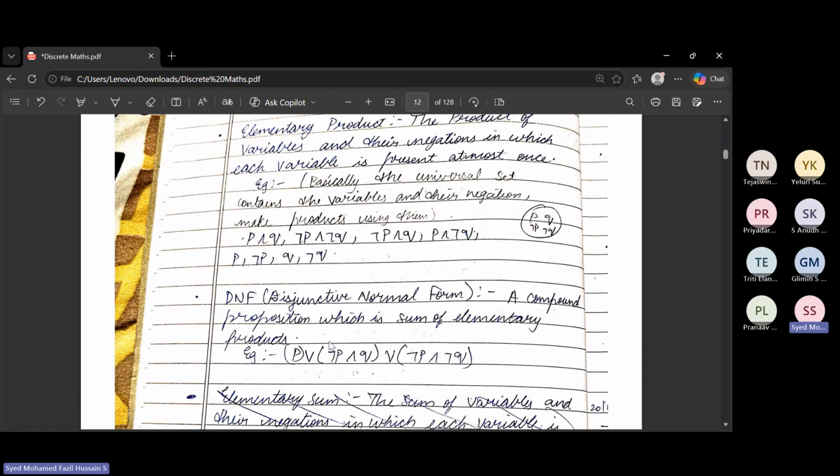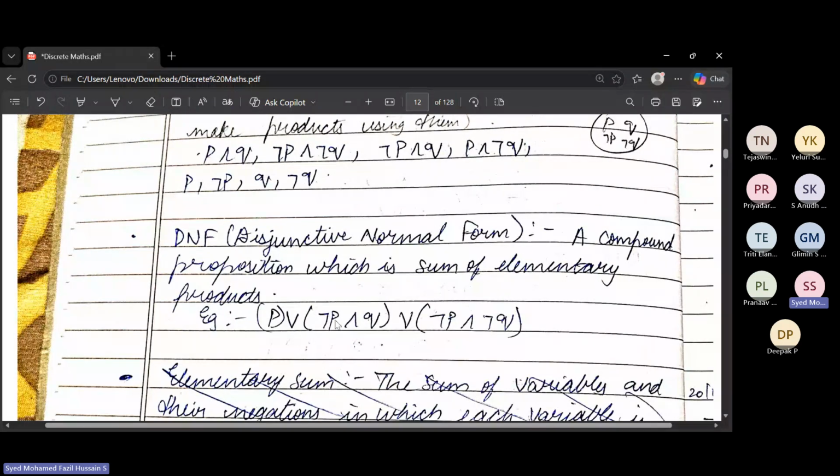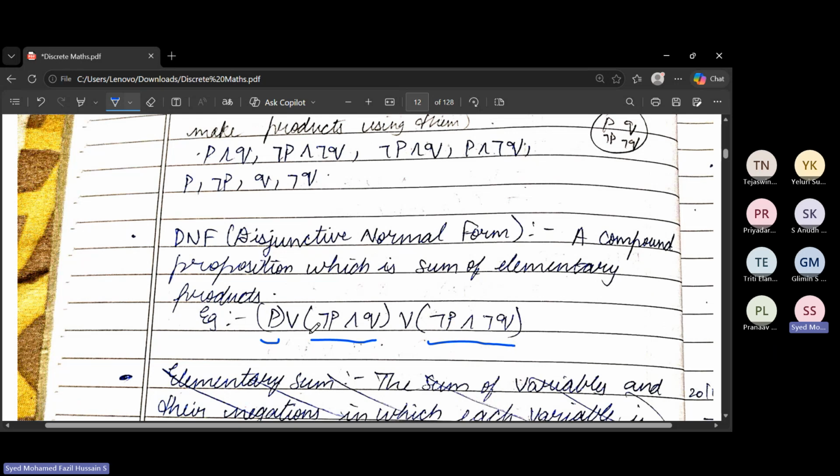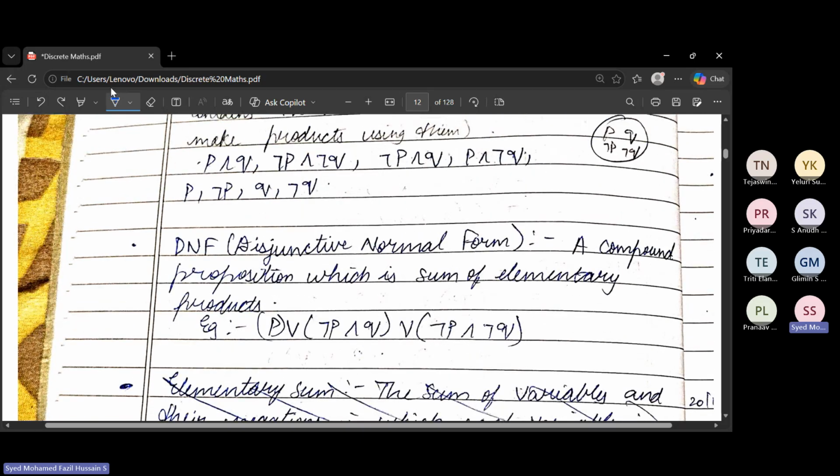As you can see in this example: p, or not p and q, or not p and not q. Here there are three different terms: p, not p and q, not p and not q. These three are elementary products, right? Because they use and there. We are just adding these three using or, right? We are using or here and here. So basically we are disjuncting those elementary products, so it is what we call disjunctive normal form.